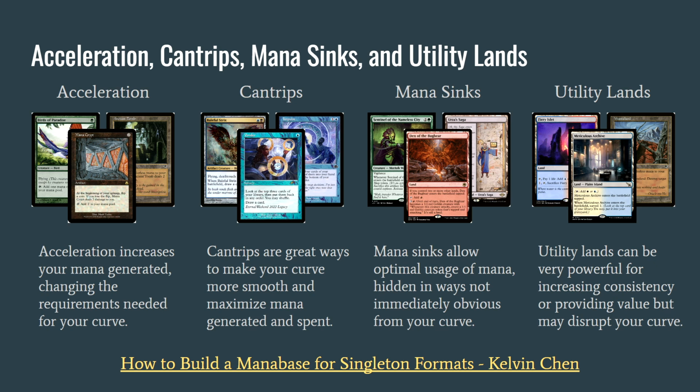Mana bases are a very complicated topic. You could spend a lot of time talking about them and thinking about them. I really recommend this article that Kelvin in the Discord put together, how to build a mana base for singleton formats. It's basically tailor-made for Highlander, and it's a really great read if you're interested in this sort of thing.